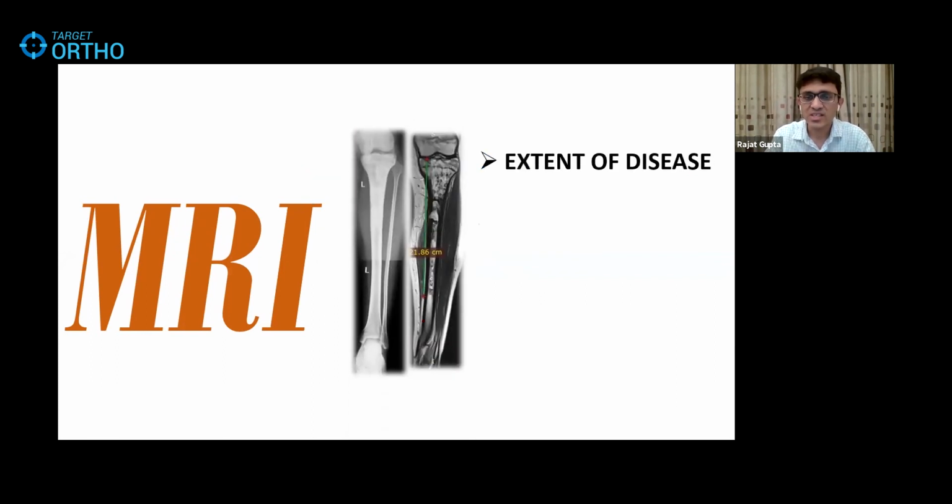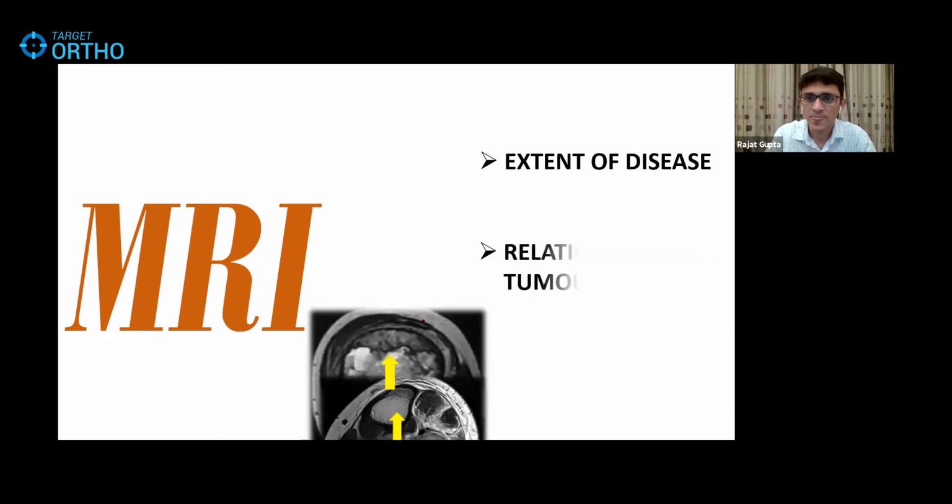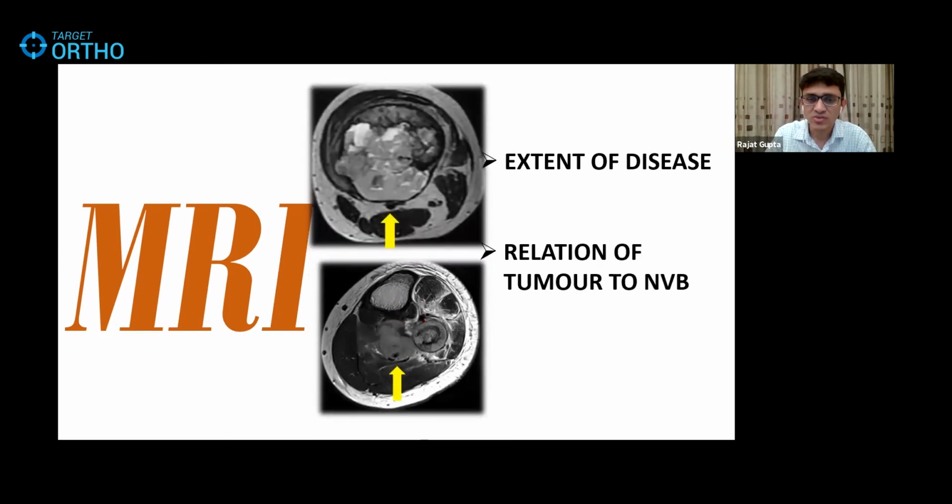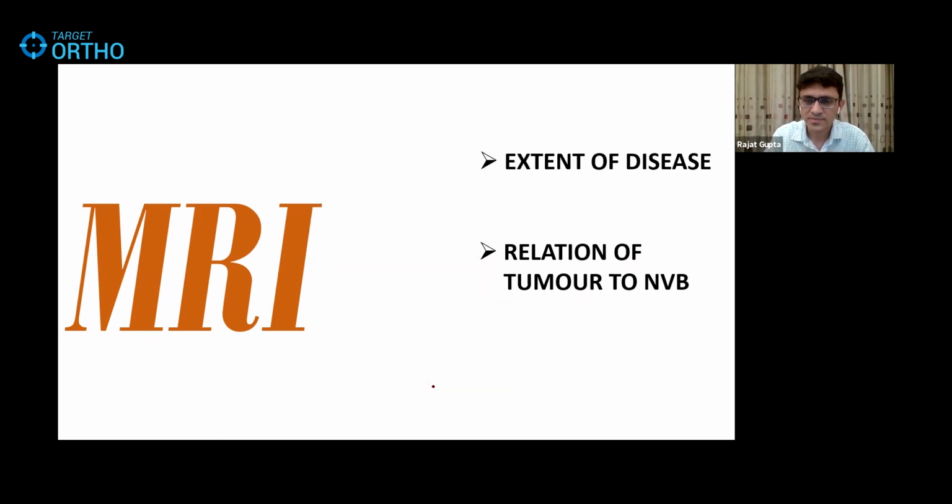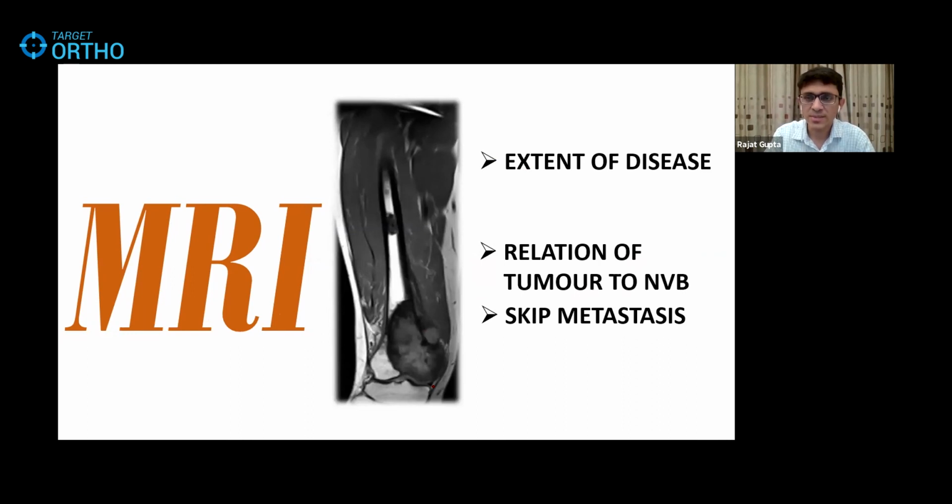It tells us about the extent of the disease. For example, in this X-ray, with the wide zone of transition, we can't make out where the normal bone ends and the abnormal bone begins. But on MRI, we can clearly make out that the lesion is approximately 22 centimeters from the knee joint. In addition, it also tells us the relation of the neurovascular bundle to the tumor. Like in the top MRI image, you can see the neurovascular bundle is on the surface, whereas on the bottom, we can see that the neurovascular bundle is encased by the tumor. The main artery, the posterior tibial artery, is encased by the tumor.